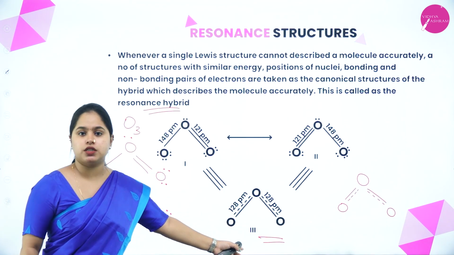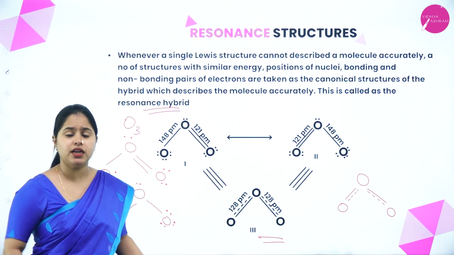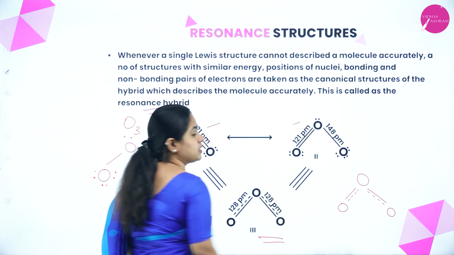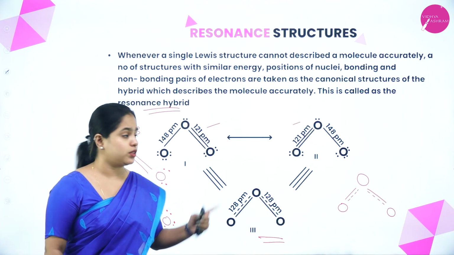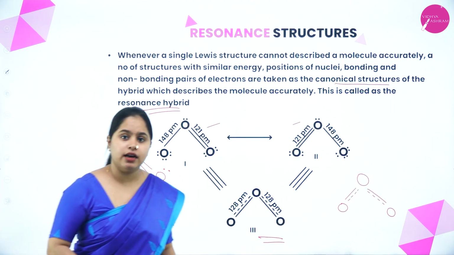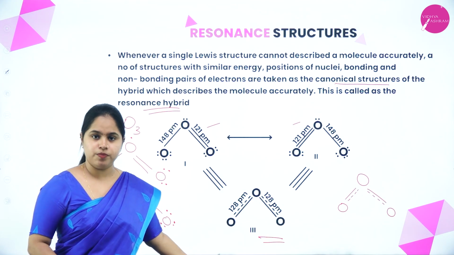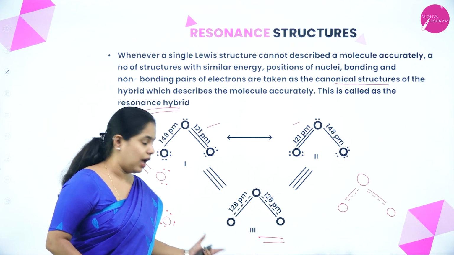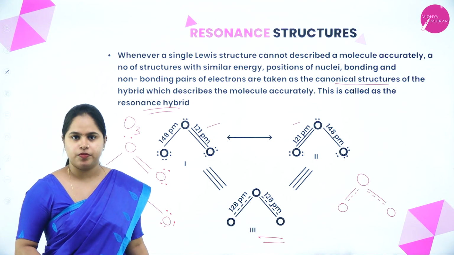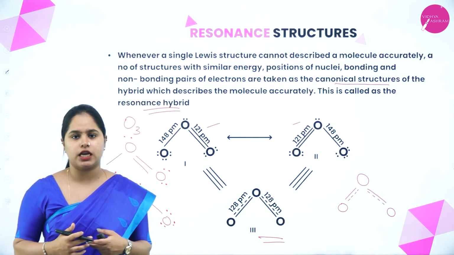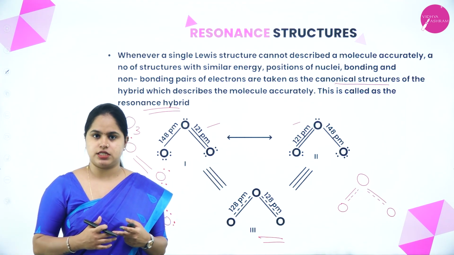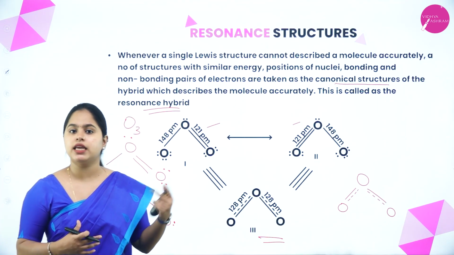This structure, as you can see here, is the resonance hybrid, and the number of structures which are possible, that is 2 structures for ozone, right? So these 2 structures are called canonical structures, and the hybrid that you get from these 2 structures is the acceptable structure here. This is called the resonance hybrid. Now, what is the speciality of this resonance hybrid? It has less energy than the canonical structures.